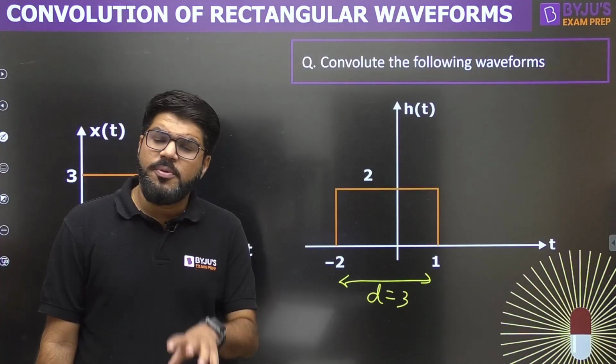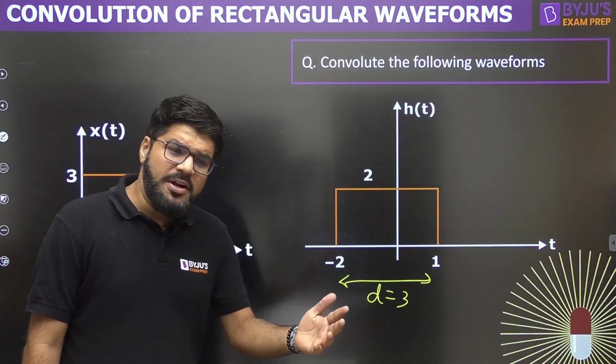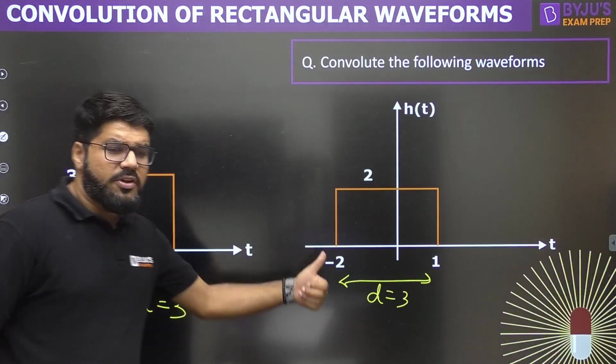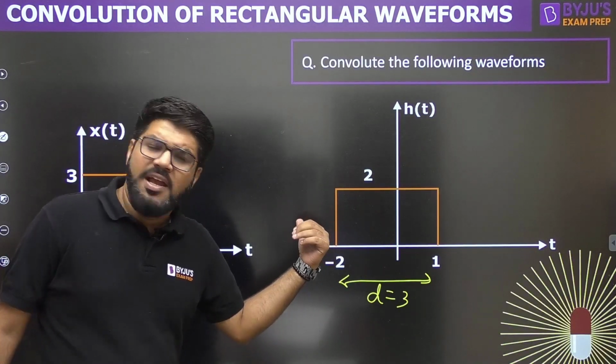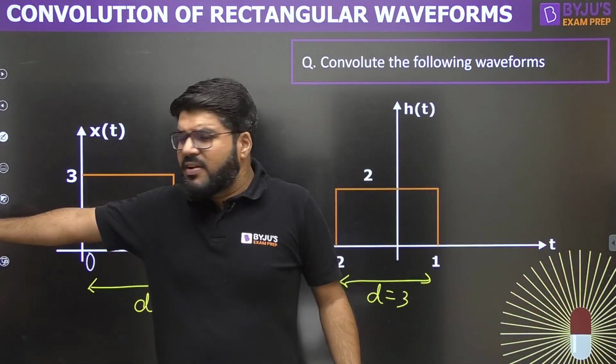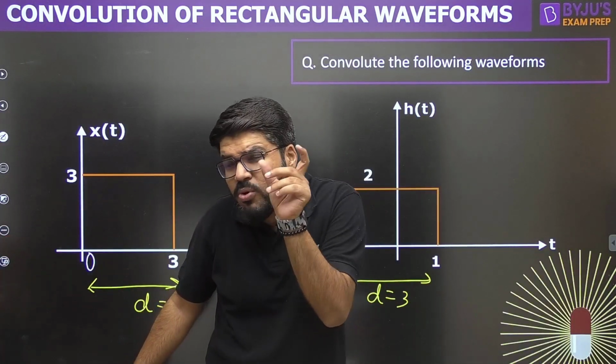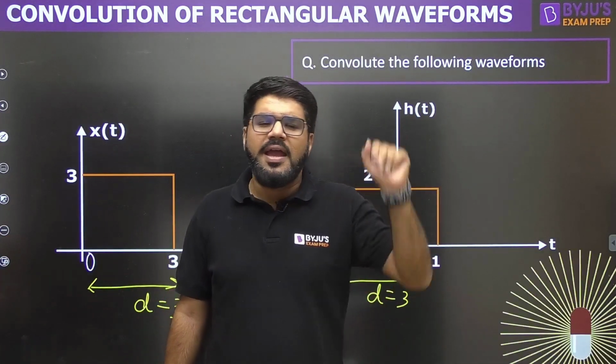The rectangles should be of equal duration. Their starting points can be different. One of them is starting from 0, one of them is starting from the negative x-axis. One of them can be starting much ahead, another one can be much behind, but the duration, the total base, should be the same, right?